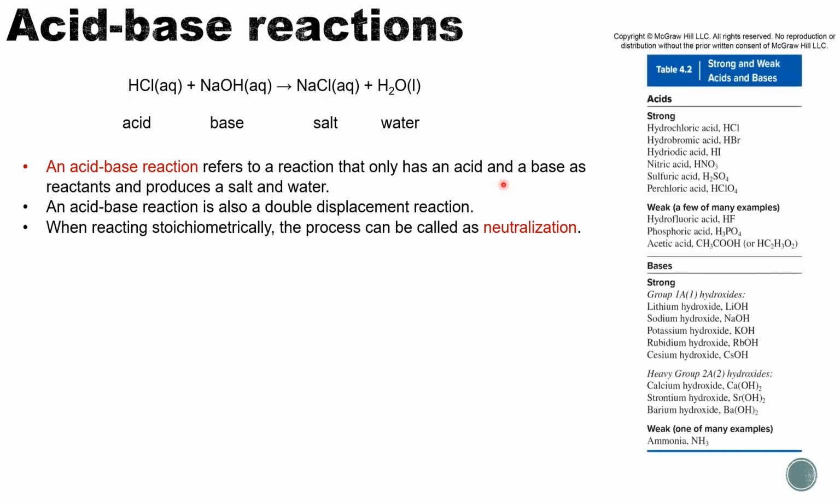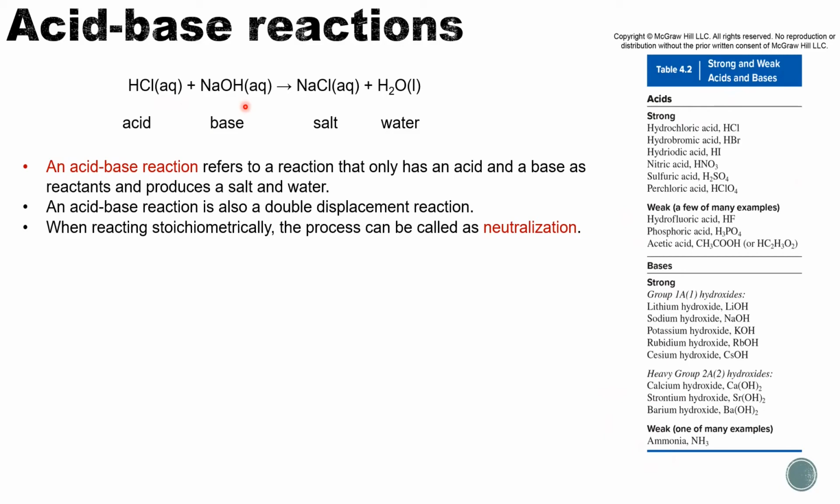On the right, I indicate Table 4.2 about strong and weak acids and bases, so you can know which one is an acid and which one is a base. Not only strong acid and base can react with each other, weak acid and base can also react with each other, or weak and strong, when mixed, can still react.